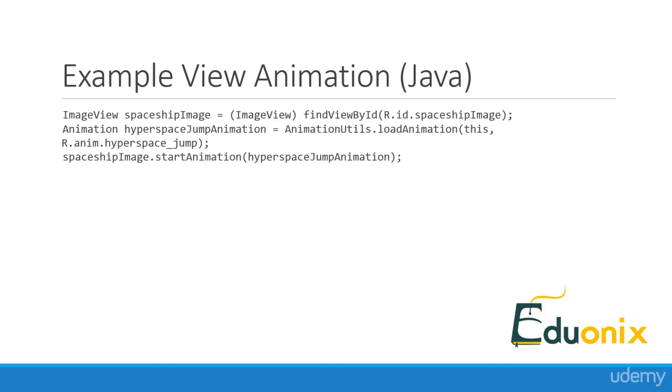Here in the Java aspect of this example, we grab an image view in the normal fashion from our UI. We can then obtain an animation by calling the loadAnimation static method on the AnimationUtils class, with the parameters of the context and an integer for the resource ID for that animation, which is the XML which we have just previously declared as hyperspace_jump.xml in the animation resources file. We can then start the animation on our image view by calling the view method startAnimation and passing it the given animation that we have obtained from our resources.